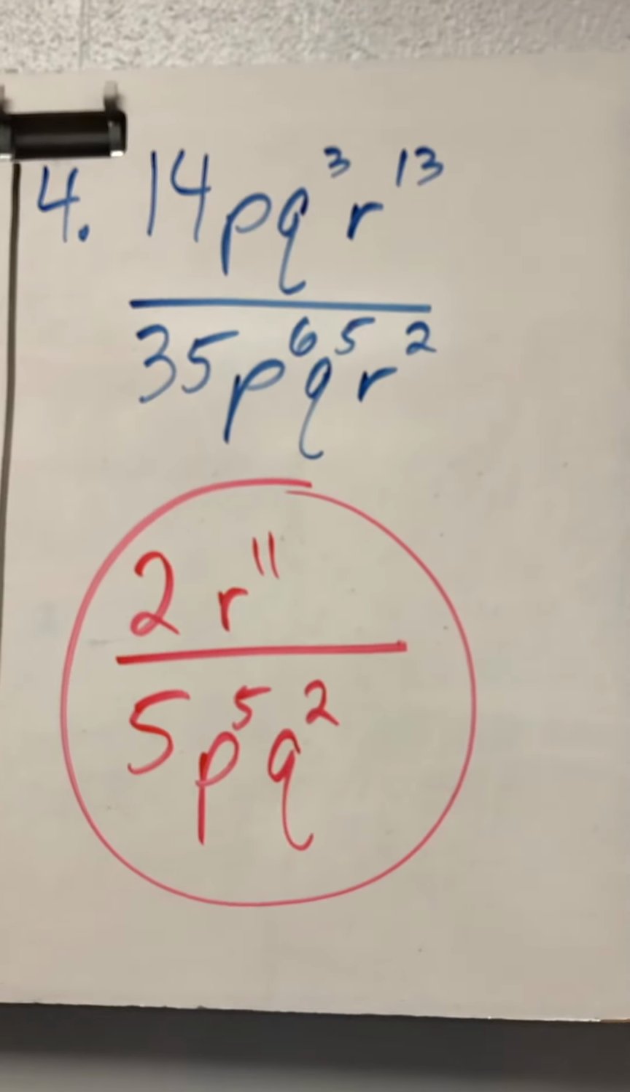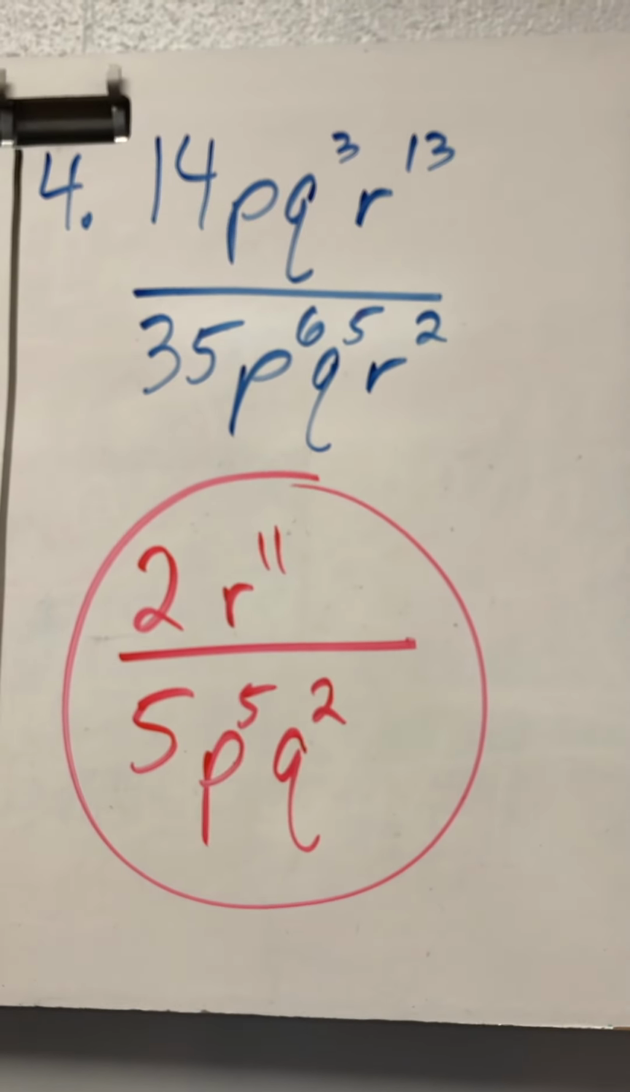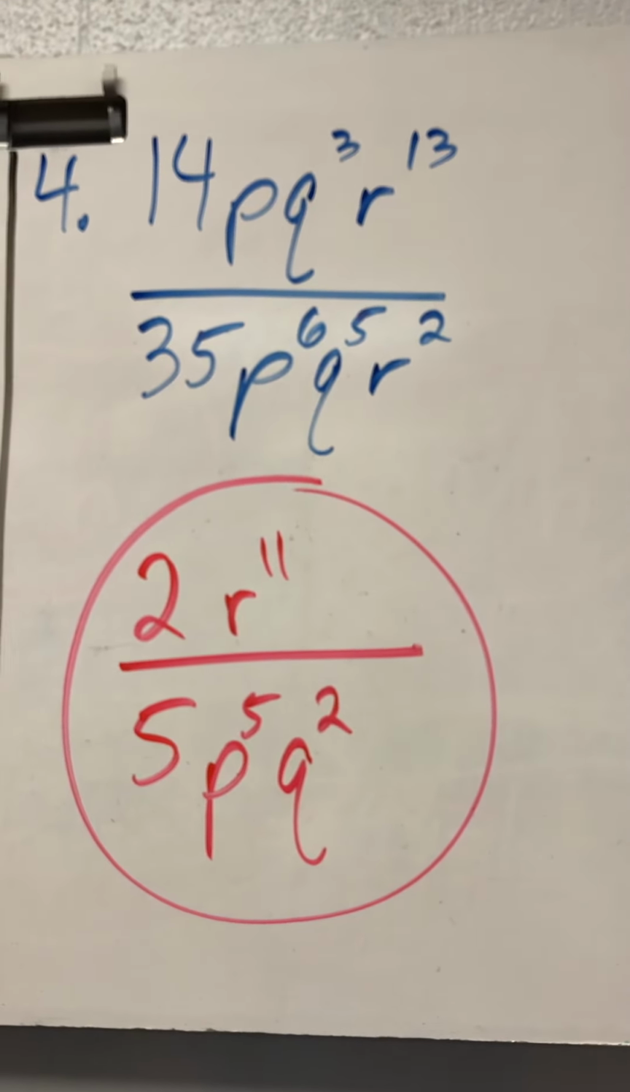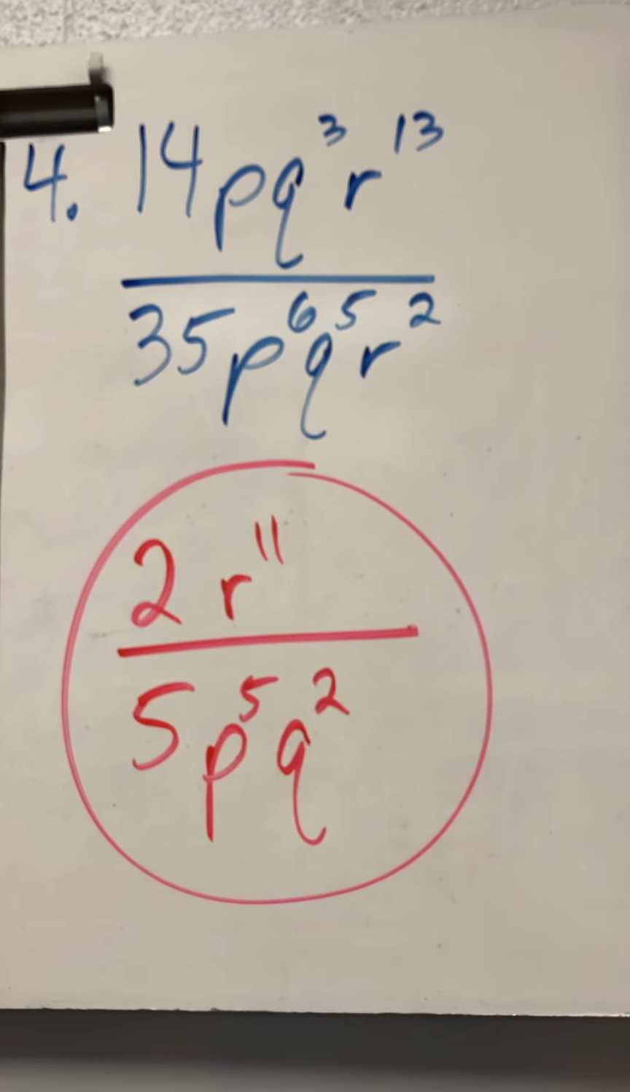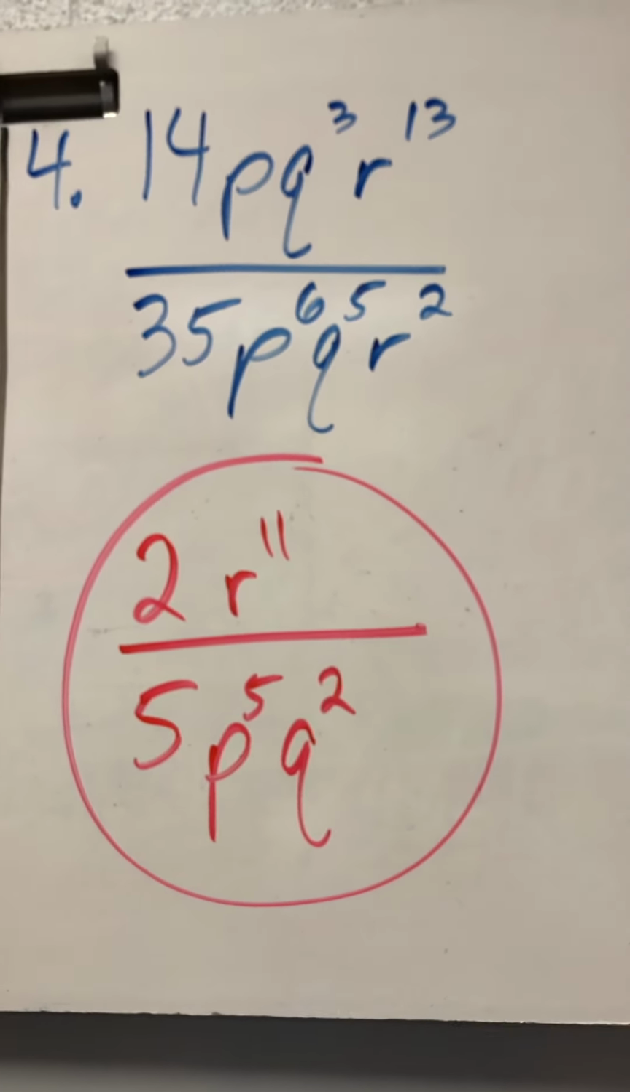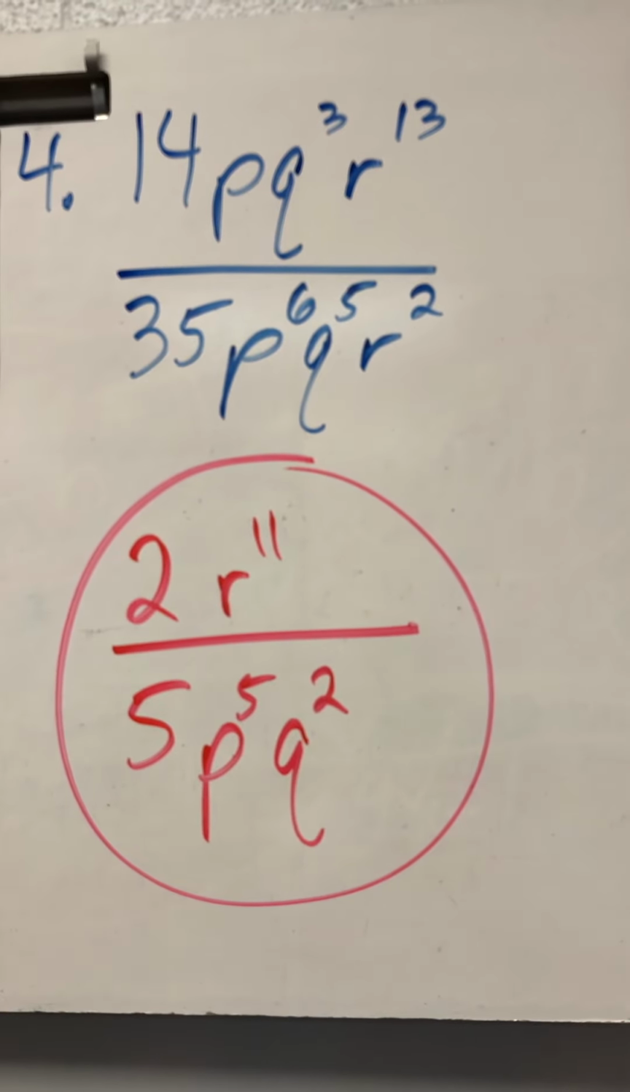14 over 35 reduces to 2/5. P, q to the 3rd, r to the 13th over p to the 6th, q to the 5th, r to the 2nd leaves you with r to the 11th on top, p to the 5th, q to the 2nd on the bottom.